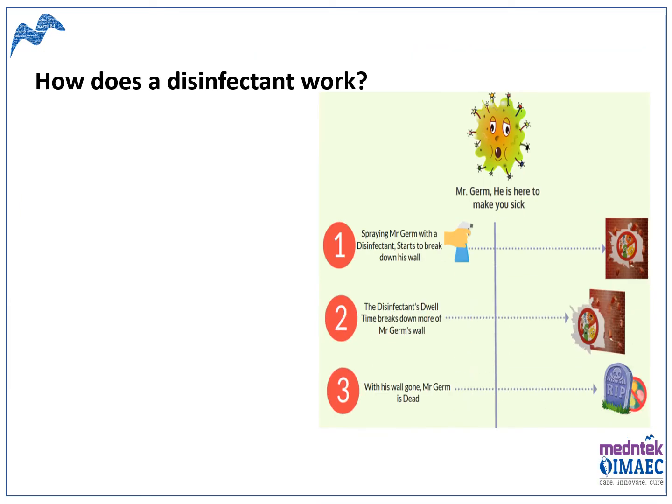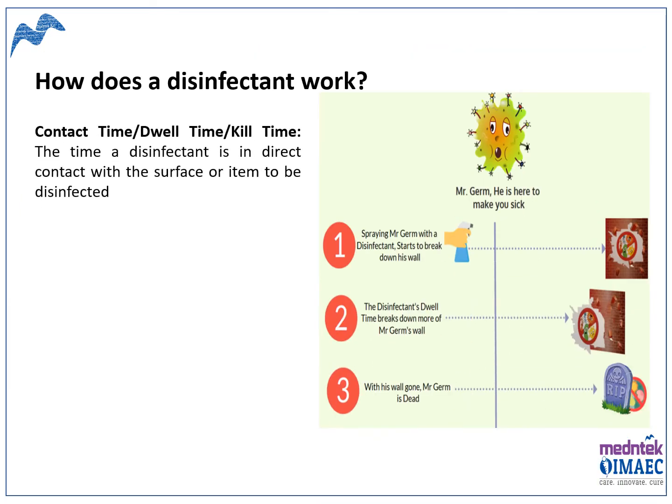So how does a disinfectant work? If you look at this animation, Mr. Germ is here, making you sick. Spraying Mr. Germ with the disinfectant starts to break down his cell wall. That is known as the mode of action of various chemicals.